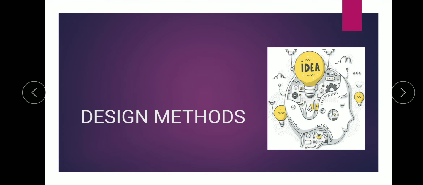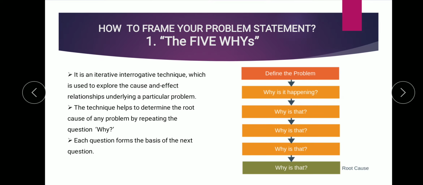So going on to the design methods: the 5 Whys. Why is it happening? Why is that? You need to keep asking the whys. It's an iterative interrogative technique. You need to keep asking the question why. For example, I'll be explaining it soon. This technique helps to determine the root cause of any problem.